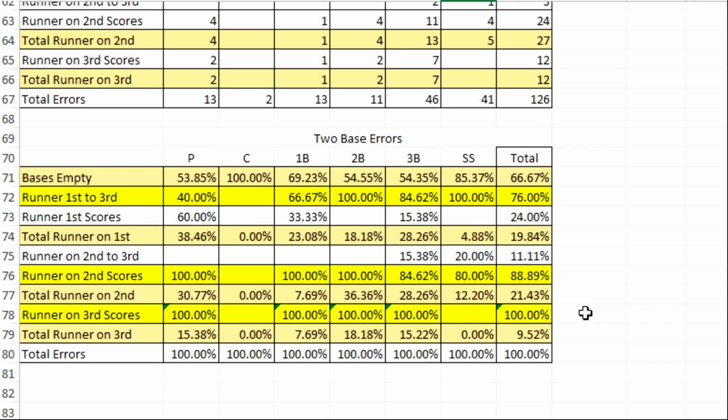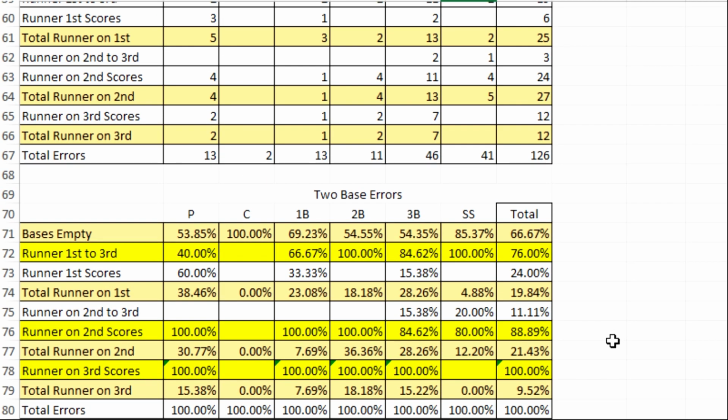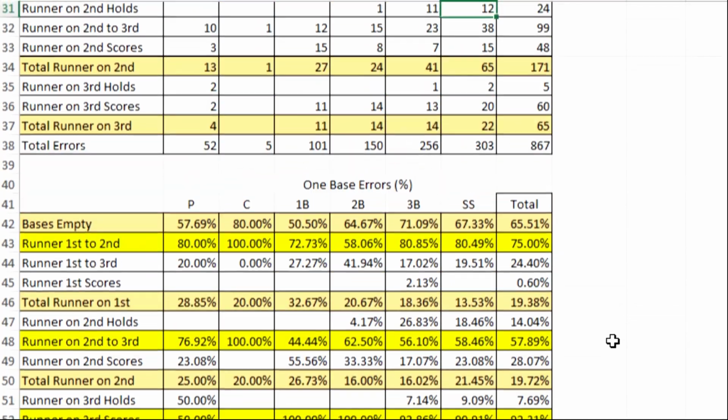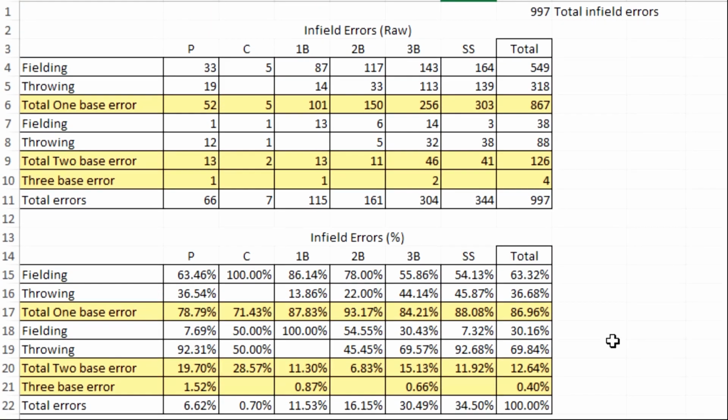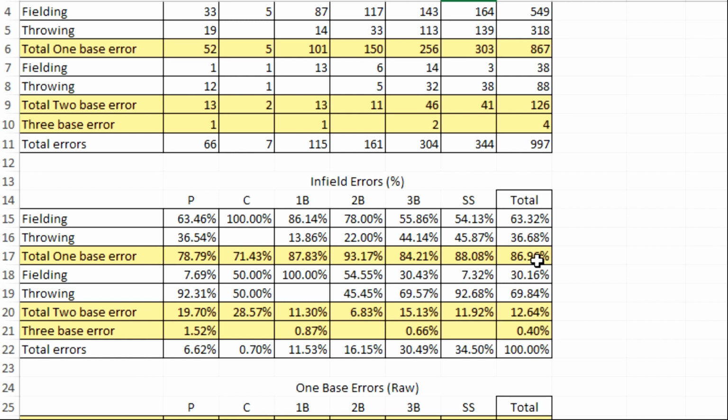So there you have it. That's a little bit of a breakdown on error, the error distribution. That is a breakdown on the number of one base versus two base errors. We can see a vast majority are one base errors. 13% roughly are two base errors, and then almost 0.5% are three base errors. With 2/3 of those being fielding errors on one base errors, and only 30% being fielding errors on two base errors. So a little interesting breakdown.